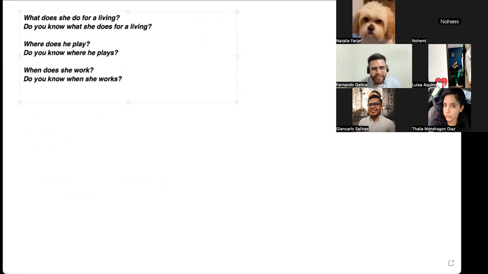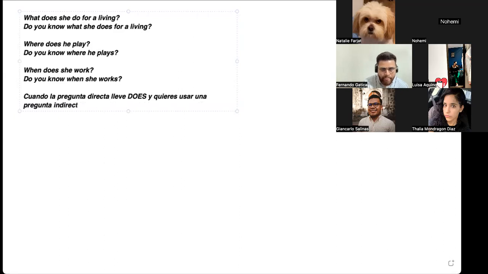Okay, now look. Cuando la pregunta lleve does, elimina does cuando estés escribiendo o diciendo tu pregunta indirecta, y solo agrégale una S al verbo. Let me write that for you. Cuando la pregunta directa lleve does y quieres usar una pregunta indirecta, cuando estés diciendo la pregunta indirecta, elimina does y agrégale una S al verbo que queda.